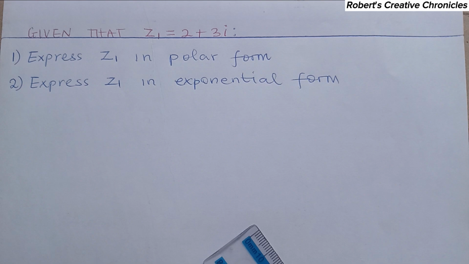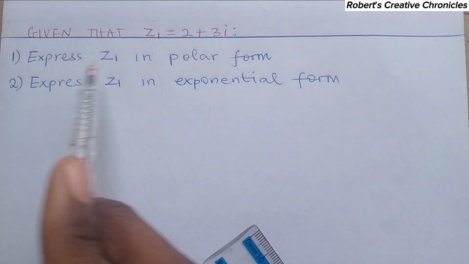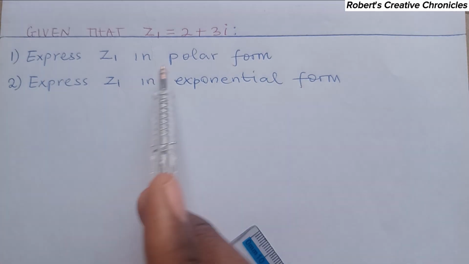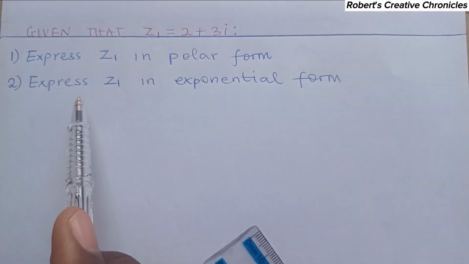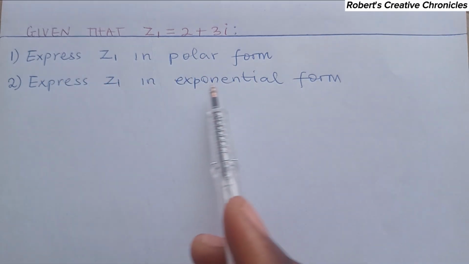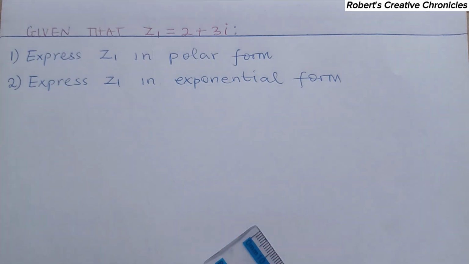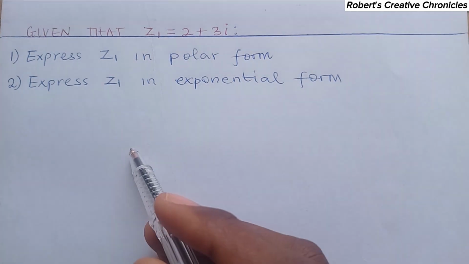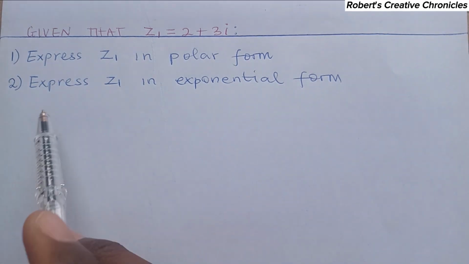So today we'll be solving this question, which states that given that z1 is equal to 2 plus 3i, express z1 in polar form and express z1 in exponential form. So, solution.